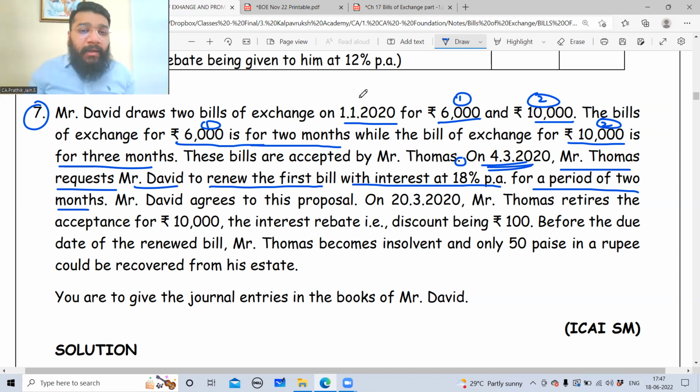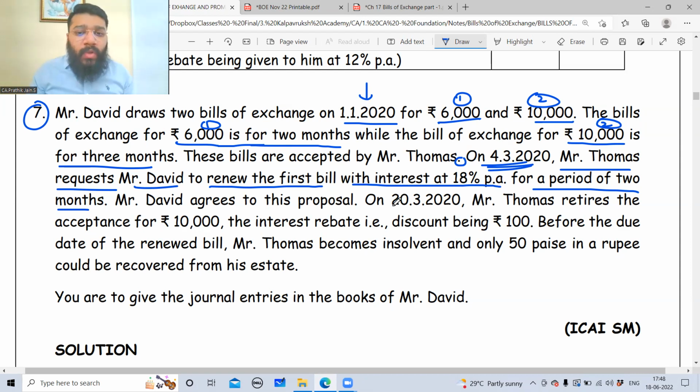The bills were accepted on 1/1/2020. After that, on 4/3, Thomas said that I will not be in a position to pay the bill, so kindly renew the bill. And for the extra period of 2 months that I'm asking, I'm willing to pay 18% interest per annum. So David agrees to this proposal.